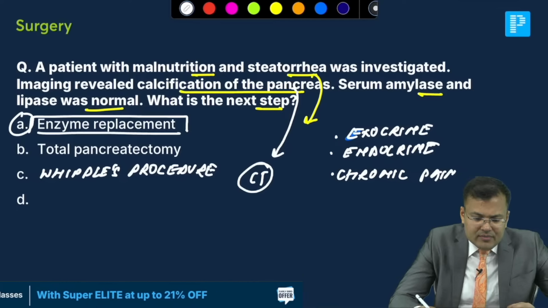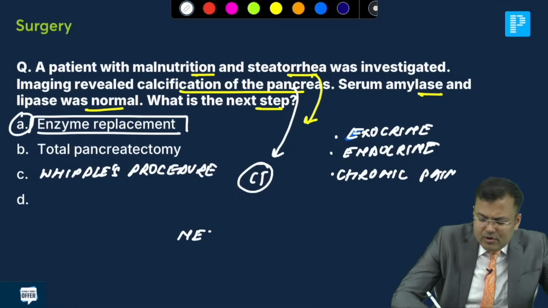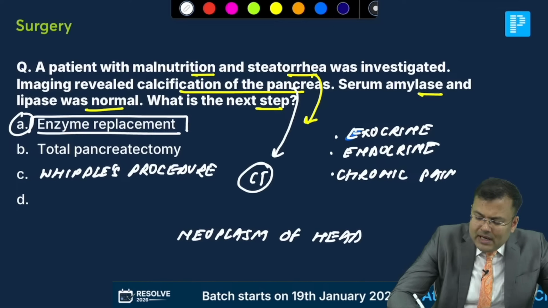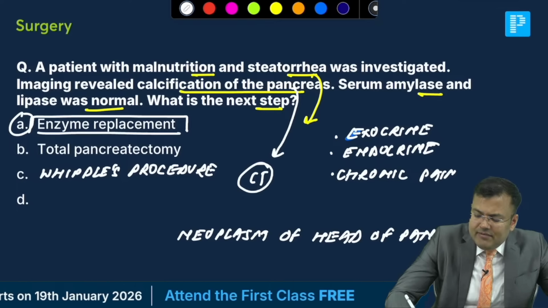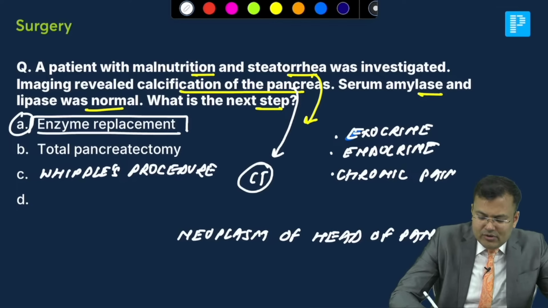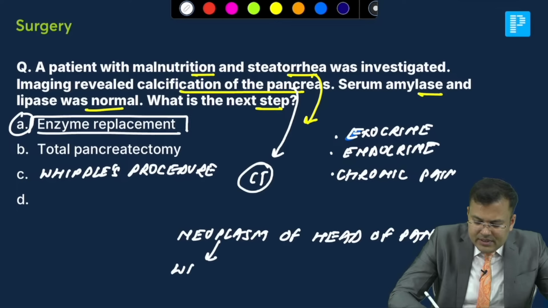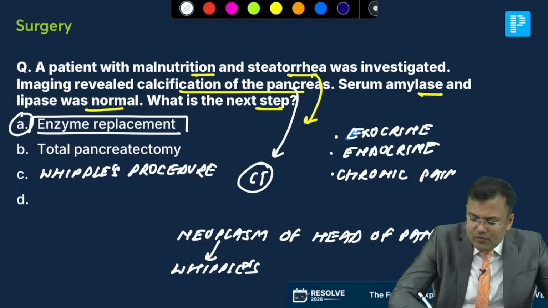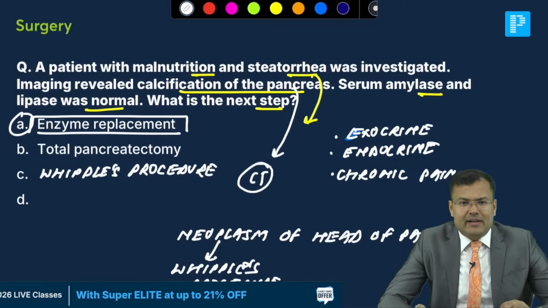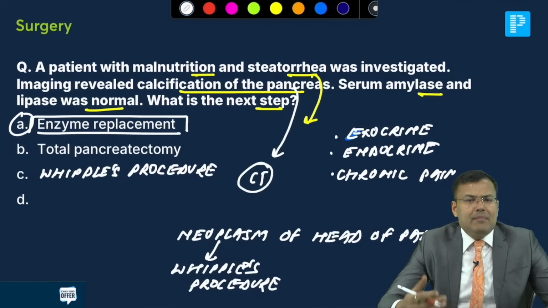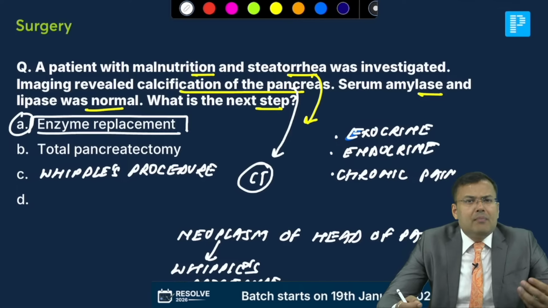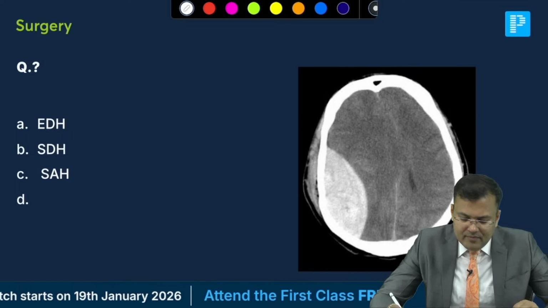Okay, there was one question with neoplasm of head of pancreas. So guys, if there is neoplasm of head of pancreas, in that case obviously we go for pylorus preserving Whipple's procedure. So here, the answer would be enzyme replacement. And if there is a mass or tumor in the head of pancreas, malignancy is there, then go for pylorus preserving Whipple's procedure.